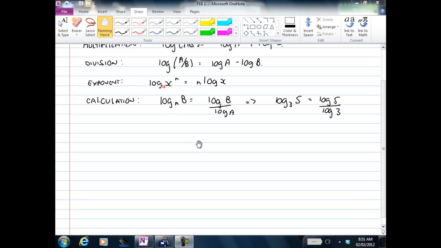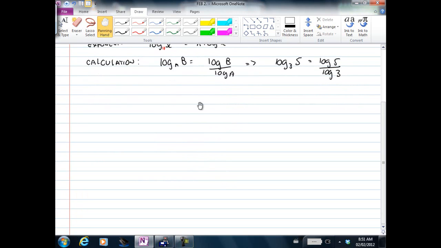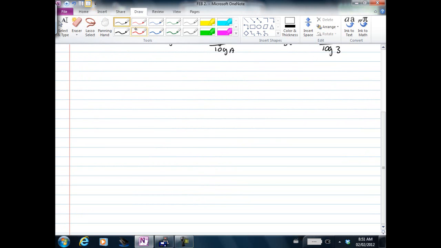So today, I'm going to teach you how to apply these rules, because yesterday I introduced them and asked you to memorize them. Now, I'm going to show you how to apply these rules. We'll call this working with log rules.